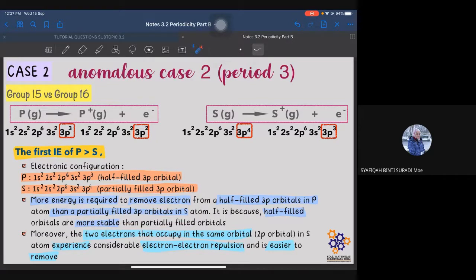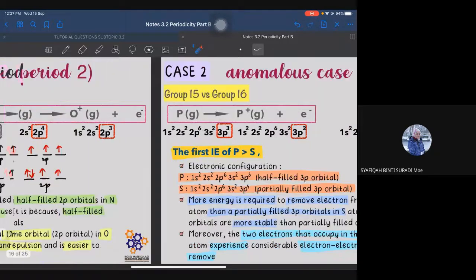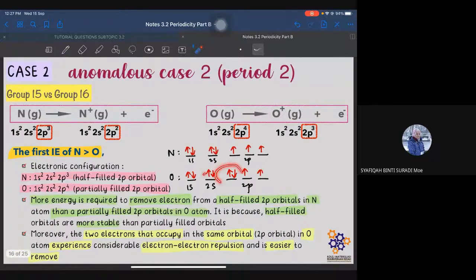Okay, and then reason yang kedua sama juga lah. Two electrons that occupy the same orbital in S atom experience considerable electron-electron repulsion. So dia punya situation sama dengan dekat oksigen ni lah untuk sulfur. Okay. Jelas ke tak jelas? Jelas. Alright, good.